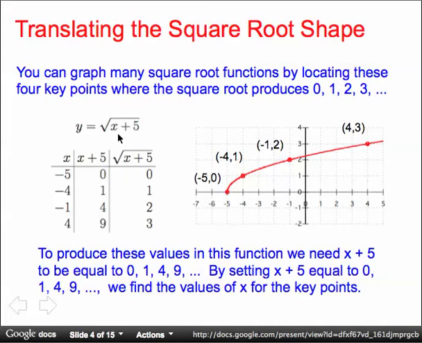If you translate the square root shape, say the argument is x plus 5 instead of x, you still want to identify the places where the square root gives you 0, 1, 2, and 3. And that still requires the inside of the square root, the argument, to be 0, 1, 4, or 9. But the only difference now is you have to calculate what x values produce 0, 1, 4, or 9. So x plus 5, for example, is 4 when x is equal to minus 1. When you plot these values of x with the 0, 1, 2, and 3, it gives you the same parabola shape and the same right 1, right 3, right 5 pattern, but the whole shape has been moved 5 units to the left. It's been translated 5 units to the left.